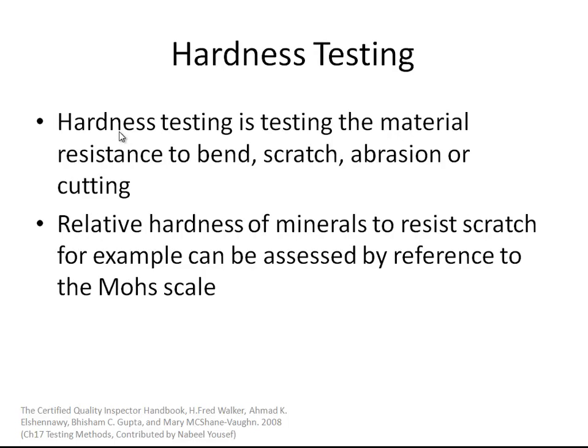The hardness testing is performed on metal to check the metal's resistance to bending, scratching, abrasion, or cutting. The relative hardness of a mineral to resist scratching, for example, can be assessed by reference to the Mohs scale, which ranks the ability of a material to resist being scratched by another material.